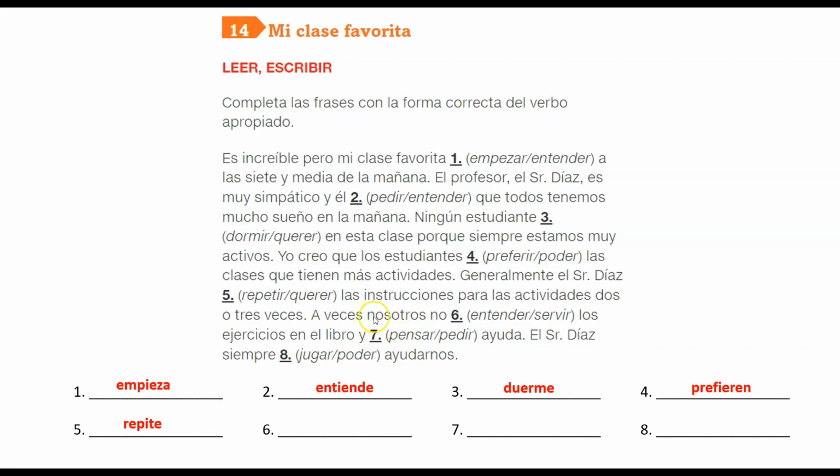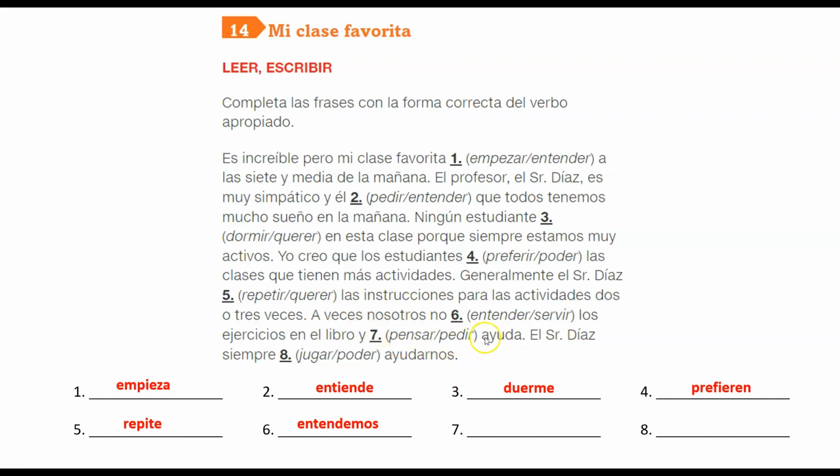A veces, nosotros no blank los ejercicios en el libro. Sometimes we don't blank the exercises in the book. Is it we don't understand or we don't serve? We don't understand. You got to conjugate entender to nosotros. Is there a stem change in nosotros? No, there isn't. So you keep this E, and so it's just the regular ending. Entendemos.